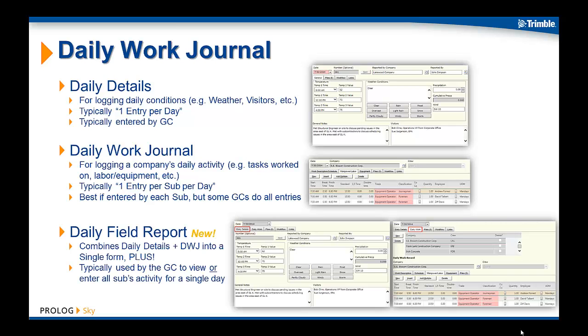Now the new Daily Field Report form really just combines each of the previous two forms together in a single form to make it easier for you to view all the activity for a specific day without having to jump around between multiple forms. The first tab of the Daily Field Report is essentially identical to what's on the Daily Details form. The second tab, however, not only adds in the daily work journal form, but it goes even further by showing all the daily work journal entries for all subcontractors in a single grid. This gives you really easy visibility into seeing who is working on your project on any specific day.